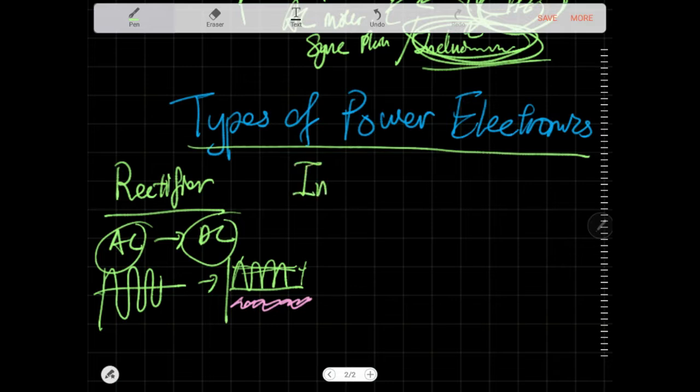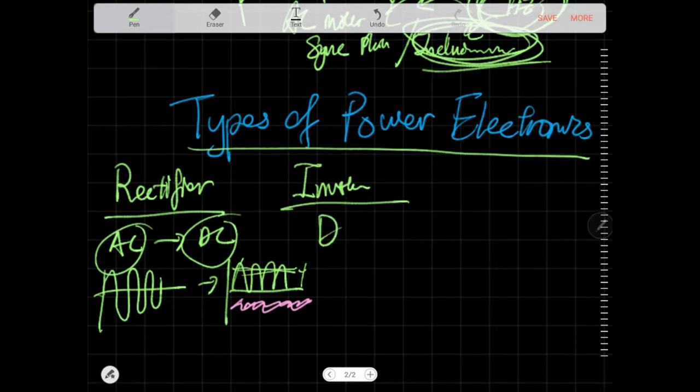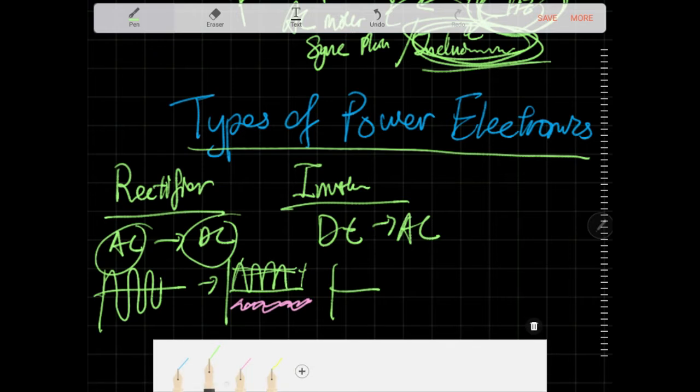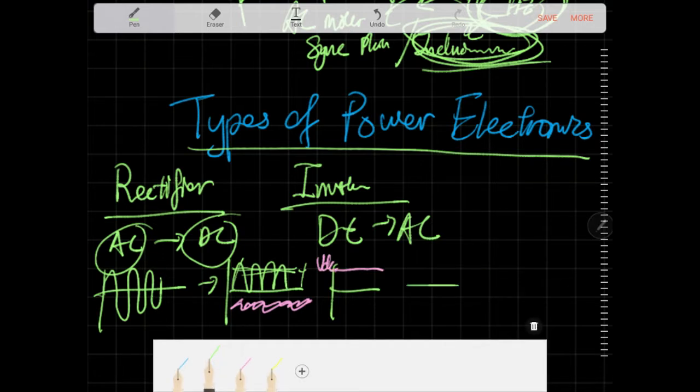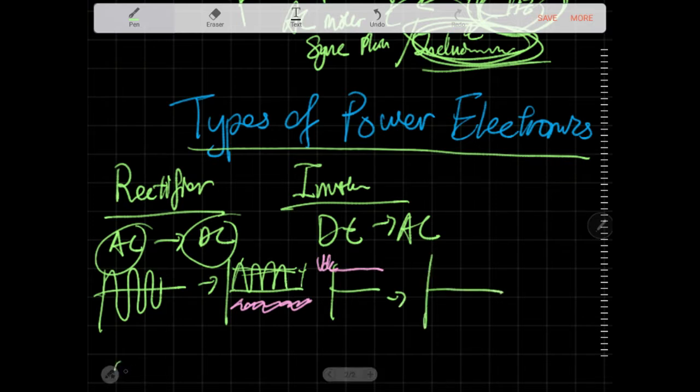And next you have the inverter, which is DC to AC. So from a DC, that is your VDC, it goes into an AC mode. So we're integrating anything like solar or battery charging. You turn this DC into a sinusoidal AC wave. That's an inverter. So we've covered AC to DC, and DC to AC.